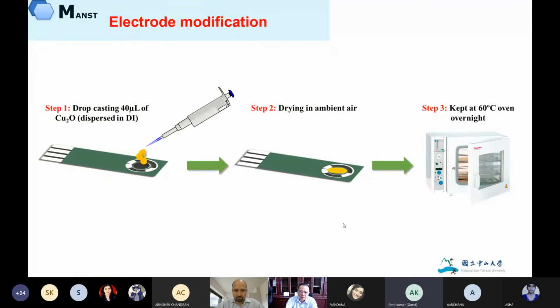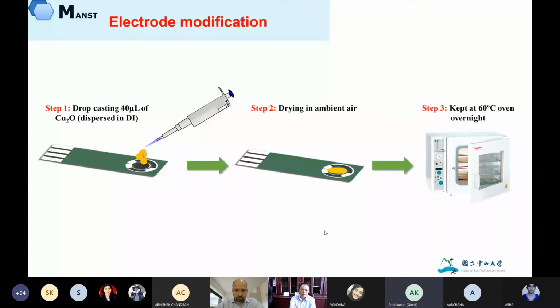And this is our electrode modification protocol. It's a simple drop cast modification where we use 40 microliters of cuprous oxide dispersed in DI water, and then we dry it at ambient temperature and then transfer it to a 60-degree oven overnight. The third step is necessary because if we do not transfer it to an oven to let it sinter onto the surface of the carbon electrode, then when we use it for sensing, the Cu2O modification dissolves into the solution and leaves very quickly, which is undesirable.